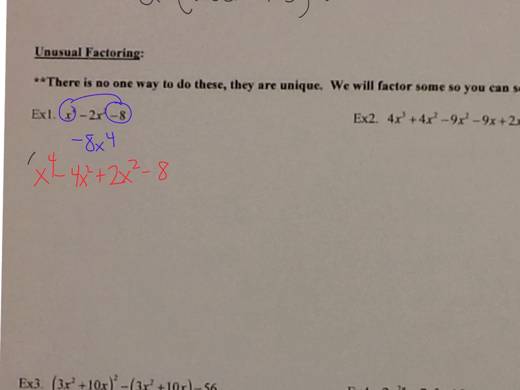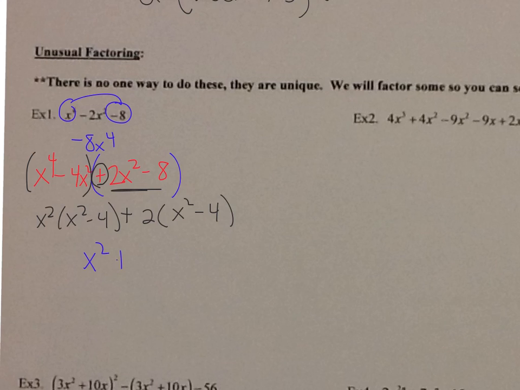Now we're going to group four terms. Group the first two, group the last two. So look at the first group. There's a GCF. The GCF is x squared times x squared minus 4. I have a plus here, so that goes on the outside. GCF of this group here is 2 times x squared minus 4. So now I have x squared plus 2, that's one factor, that's from the outside. And then your double parentheses, x squared minus 4.